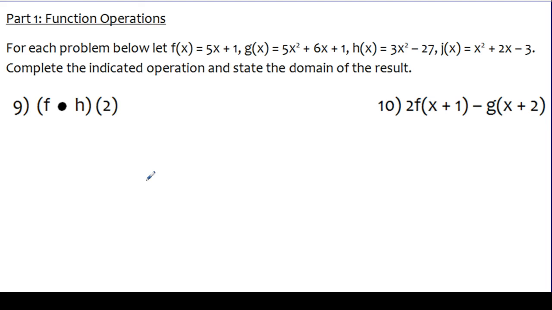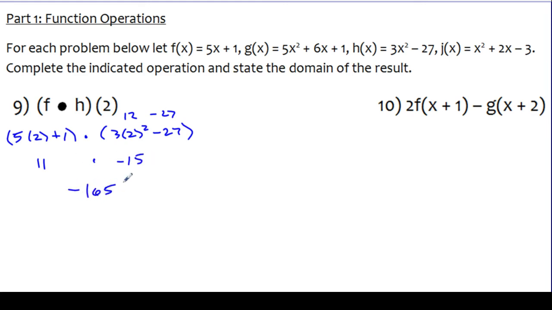So f of h of 2, I'm going to go to the f function and plug in a 2. It's going to look like 5 times 2 plus 1. Okay, and that's being multiplied by h of 2, which is 3 times 2 squared minus 27. So when I simplify this one, that's 10 plus 1, that's 11 times, and I'm going to do the same thing with this one. 2 squared is 4 times 3 is 12. This really says 12 minus 27. Well, that's negative 15. Okay, 11 times negative 15 is negative 165, and that's the answer that you're going to give me.